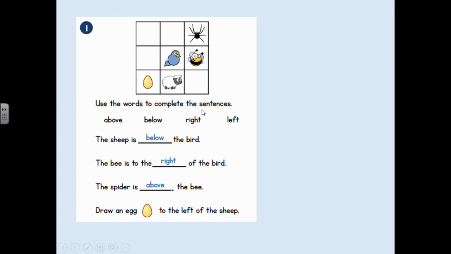Use the words to complete the sentences: above, below, right, and left. So the sheep is below the bird. The bee is to the right of the bird. The spider is above the bird. And we had to draw an egg like this to the left of the sheep. So the egg is here.